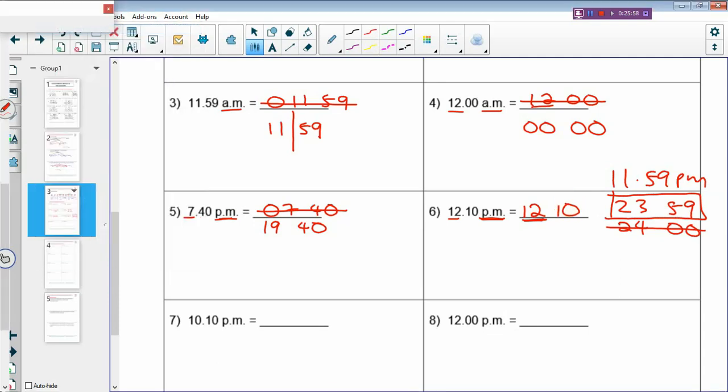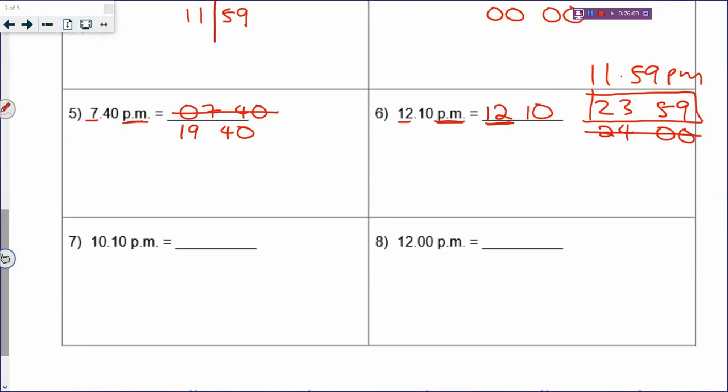Okay, let's go to another one. 10:10 p.m. Now 10:10 p.m. And if it's p.m., you have to add 12, right? 12 to the hour. So 12 plus 10, you will get 22, right? And then the minutes will still be the same. So 22, 10.